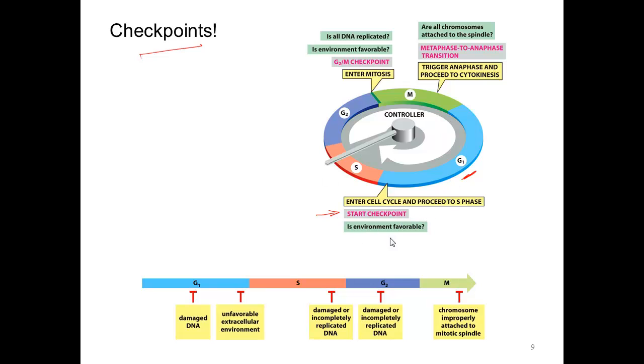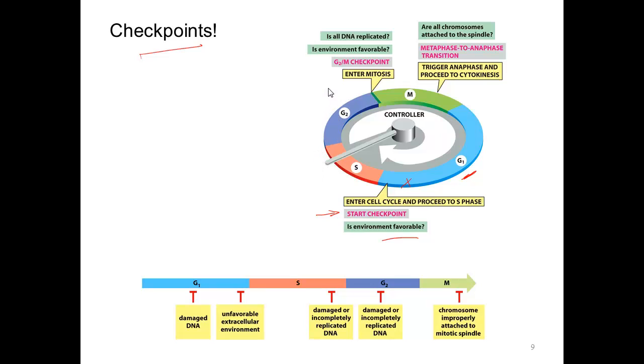So cells will generally only cross this checkpoint if the environment is favorable, both from a nutrient standpoint and from a signaling standpoint. Do we have the right growth factors signaling us to proceed in the cell cycle? If the cell senses that the environment is not favorable, it will stay here in the G1 phase and wait until the environment changes. But if these things check out, it will enter into the S phase. It will begin the process of duplicating the DNA, the quality of which is being monitored all the time.